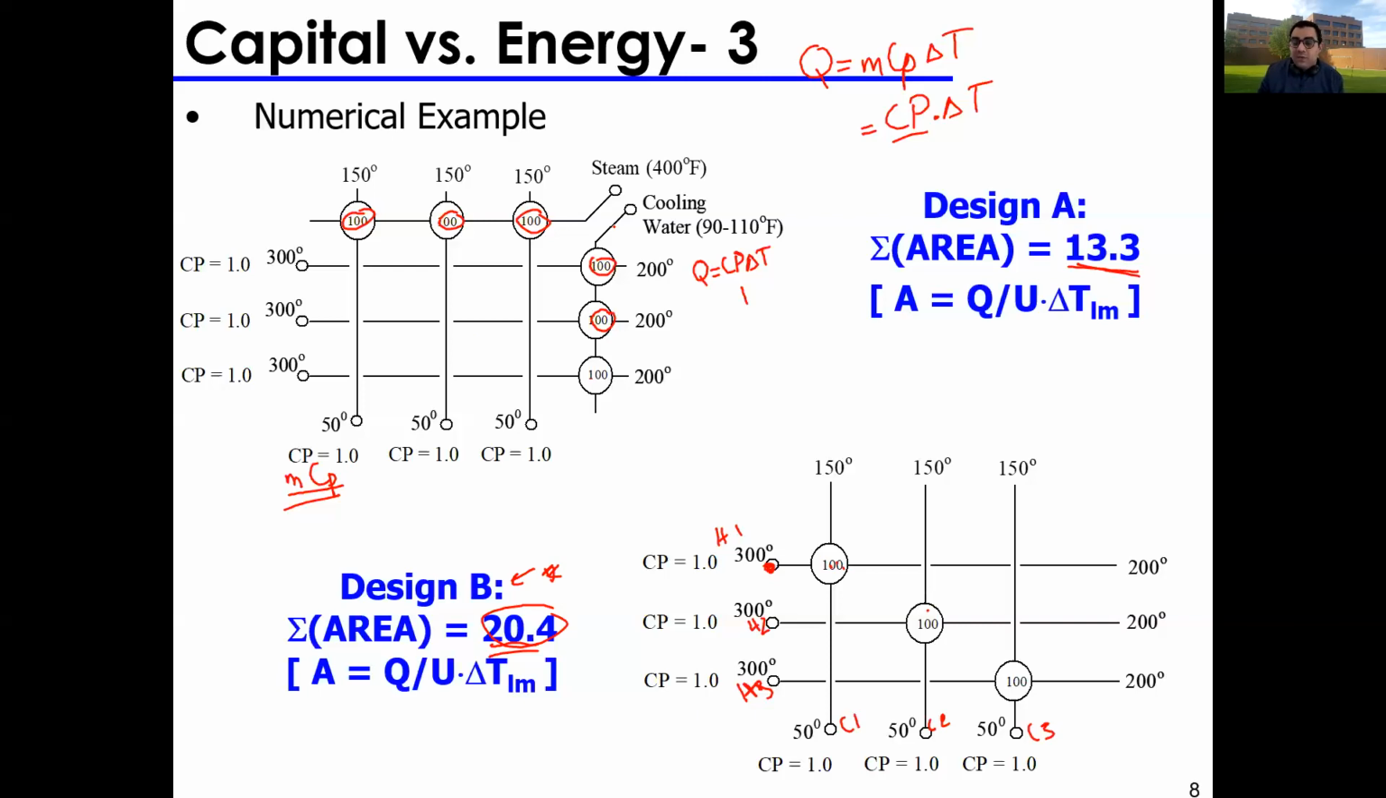Plus, I'm not buying any utilities in this process. So in design A, I need to buy steam, I need to buy cooling water, and these cost money, right? Plus the 6 heat exchangers. Whereas in this case, I only have 3 heat exchangers. I'm not buying any utilities. However, these heat exchangers are slightly bigger than the ones over here. Okay, so you see there's always a trade-off between capital and energy. However, you always need to go towards the more integrated design. You need to look at these parameters, all this stuff, and take a look at the bigger picture.